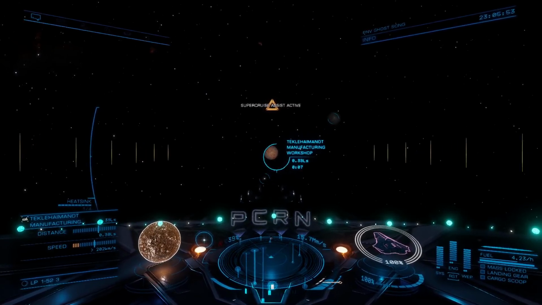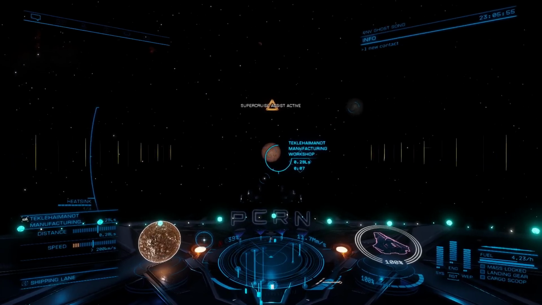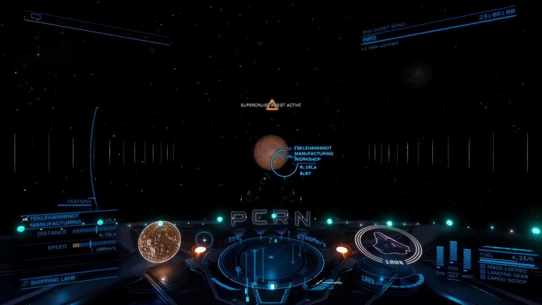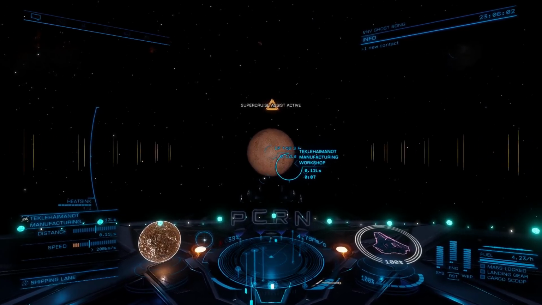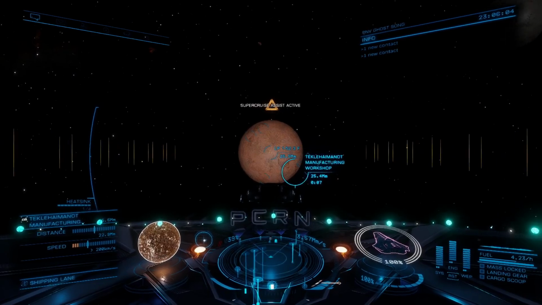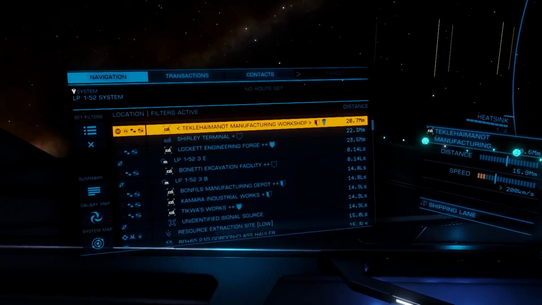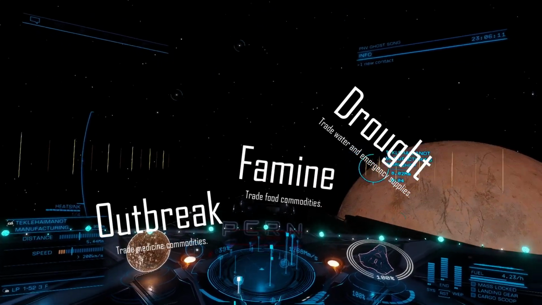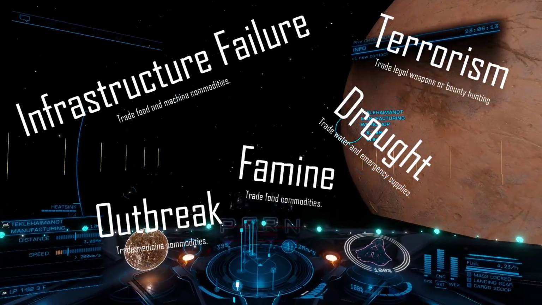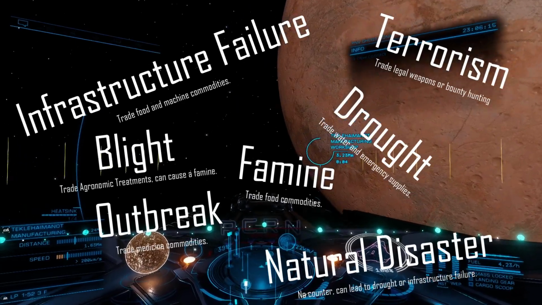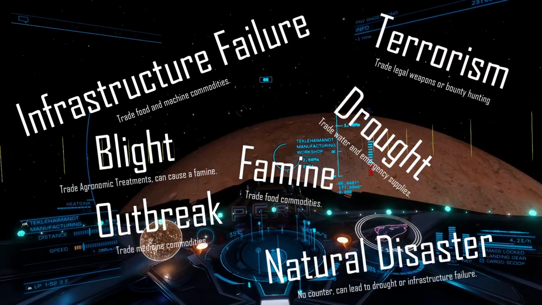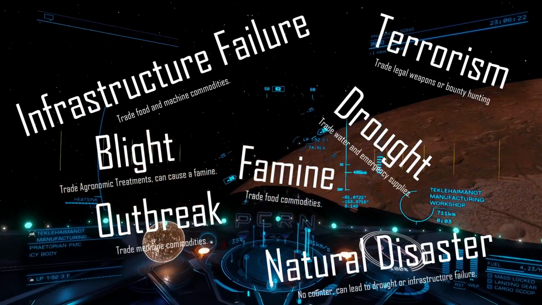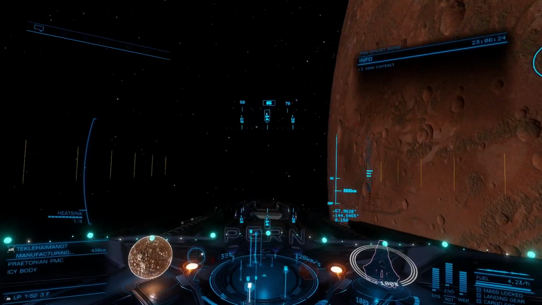The final negative states are a series of randomly occurring states. These just sort of spawn, and they can all be treated by trading or turning in bounties of some kind. It just has to be relevant to whatever the crisis currently is. These are drought, outbreak, famine, infrastructure failure, terrorism, natural disaster, and blight. And I'll put up on screen right now what you can do to counter each one. And you just basically do enough of whatever the counter is and they should go away.